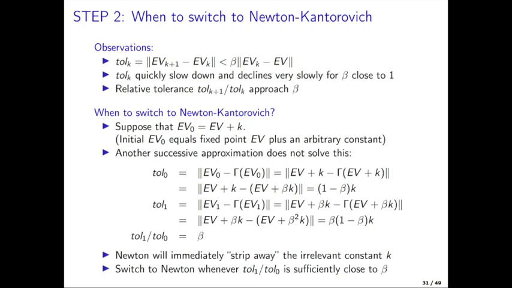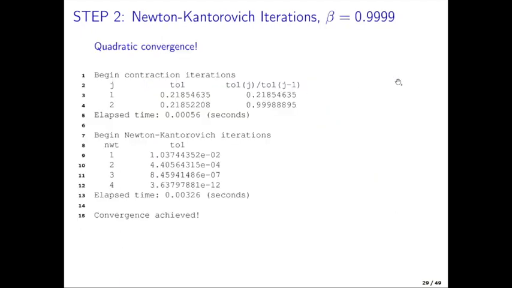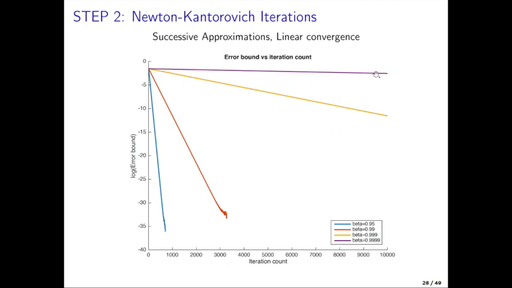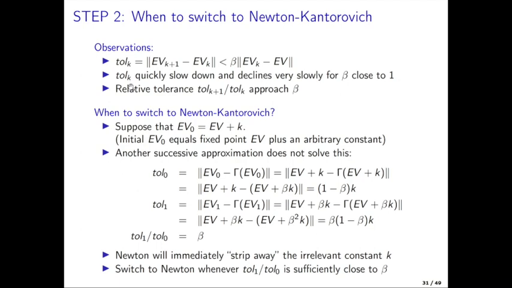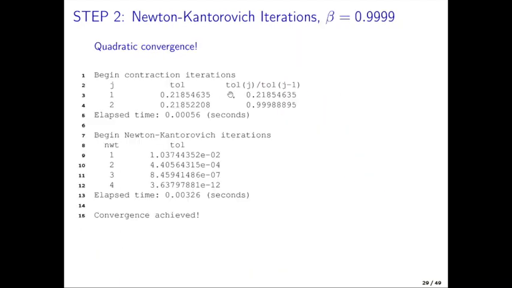Okay, so one thing I also want to mention here is, when do you want to switch to Newton-Kantorovich? One of the things we observed during these iterations was that the tolerance slows down and declines slowly for beta close to one. This is what we saw on this graph, right? It's really super flat when beta is close to one. And then the relative tolerance approaches beta. Here it actually happens after two iterations. Sometimes you need to take a few iterations before that's the case.